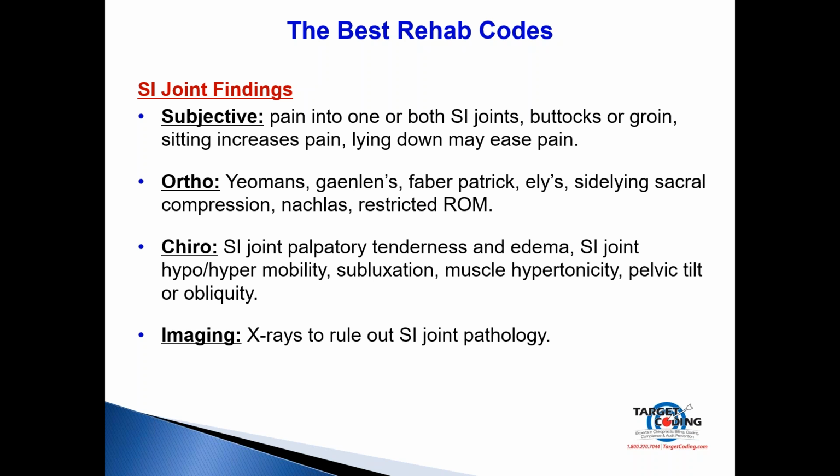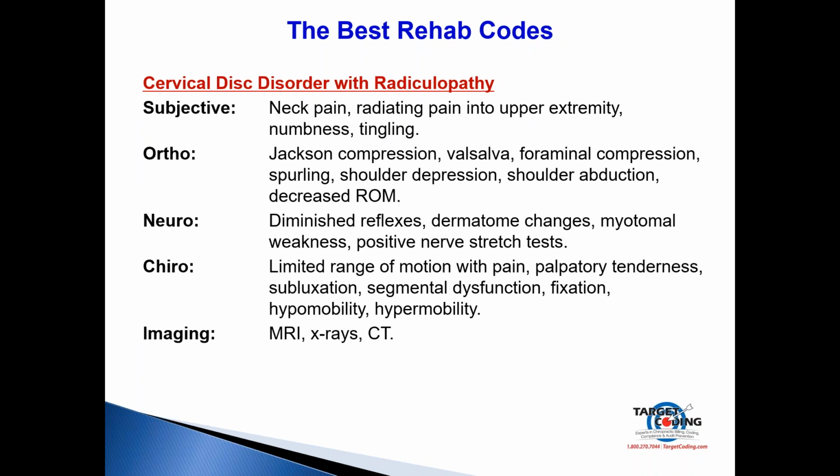Here's another one. You ever diagnose a patient with a cervical radiculopathy? So here you go. You're on the witness stand. So Dr. Kotler, we see that you diagnosed a patient with cervical radiculopathy. How did you come up with that? Hopefully you have a good answer. Well, the patient had pain from the neck radiating into the arm. Ortho tests include Jackson compression, Valsalva, shoulder depression.